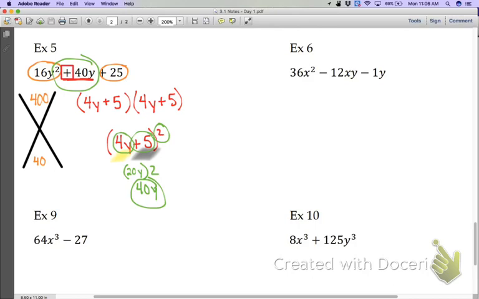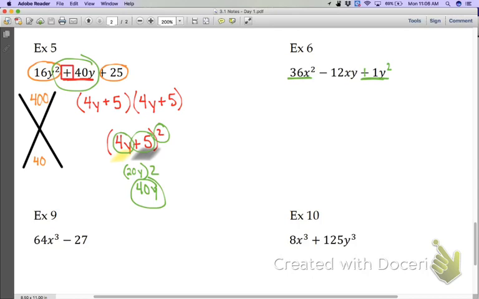Now, on 6, it should have been negative 1y squared. It didn't print and didn't make it, and I apologize for that. But again, the same thing. What number times itself gives you 36? Is that a perfect square? Yes, it is. Is this a perfect square? Yes, it is. So, now that should be a plus 1y squared. I don't know why it was a negative. So, plus 1y squared.